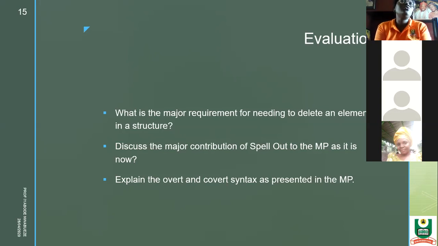No. You are mixing them up. I'm talking about the spell out stage. In the process of the derivation, you have done select, you have done agree, you have done move, you have done copy, you have done all those things. You now go to the point of spell out. What do you think it is doing in the structure? What is it doing in the derivation of the structure? The way we just did it now.